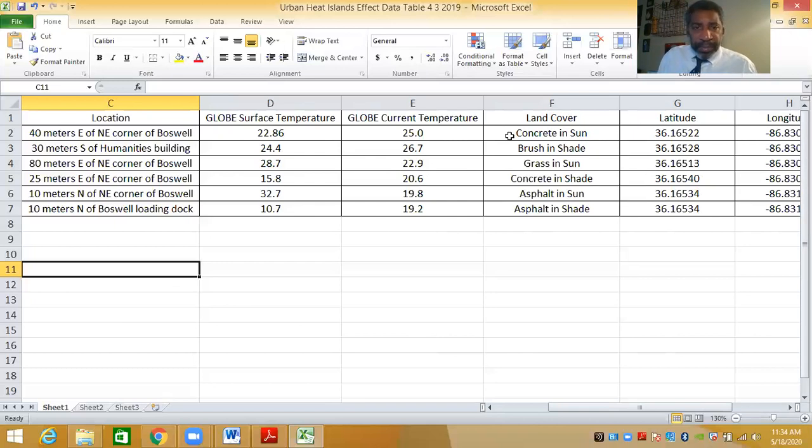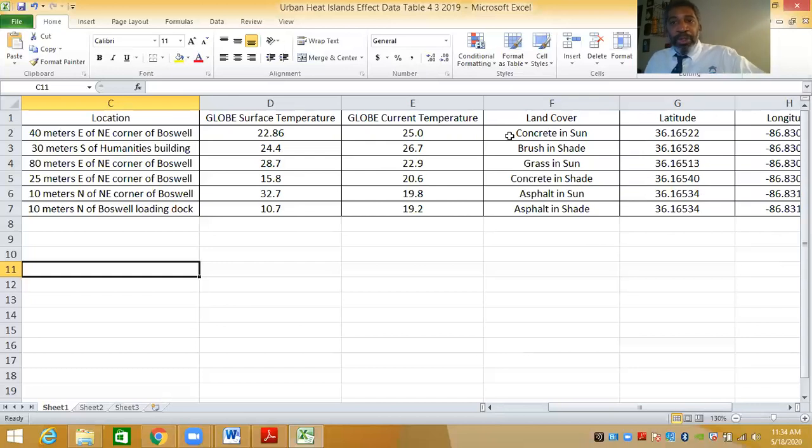We have brush in the shade. And now in this case, the surface temperature is cooler than the current temperature. Just to make you familiar, in case you're not, 22 degrees Celsius is about 73 to 75 degrees Fahrenheit, just to give you an idea of the temperature. So it's a pleasant morning, not very hot, not cool, pretty warm, but not hot, actually.